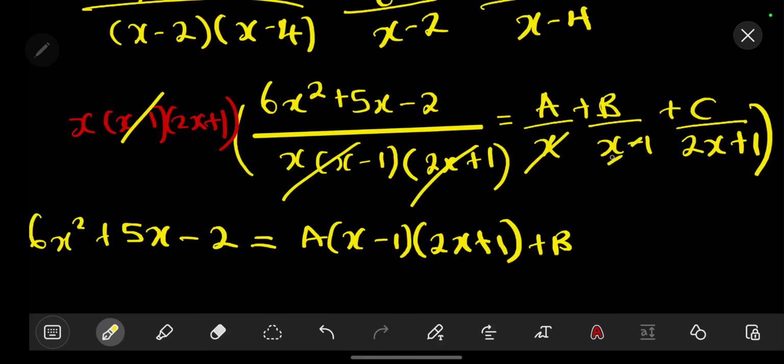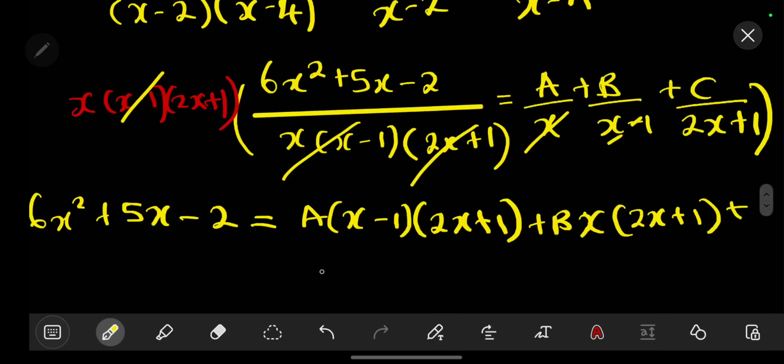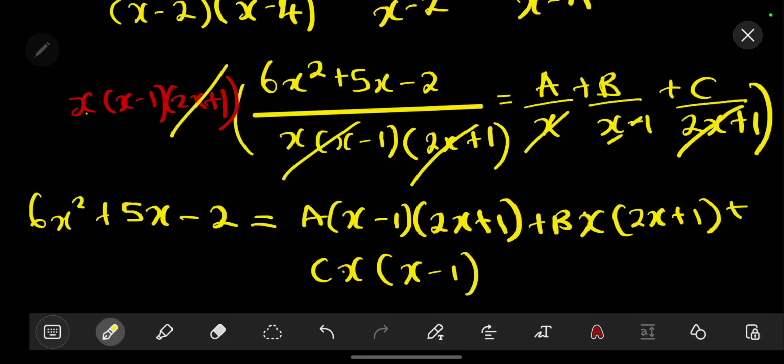This term cancels with that term, then what we are going to remain with is this, so we are going to write our x like that, so it's connected with b. If you want, you can open the brackets, then times another term, we have our 2x plus our 1, like that. Then finally we have plus c. So c, we are going to find out it is this term and this term that cancels, so we are going to have our c, then times x, it will be cx, then open brackets, we have our x minus 1, like that.